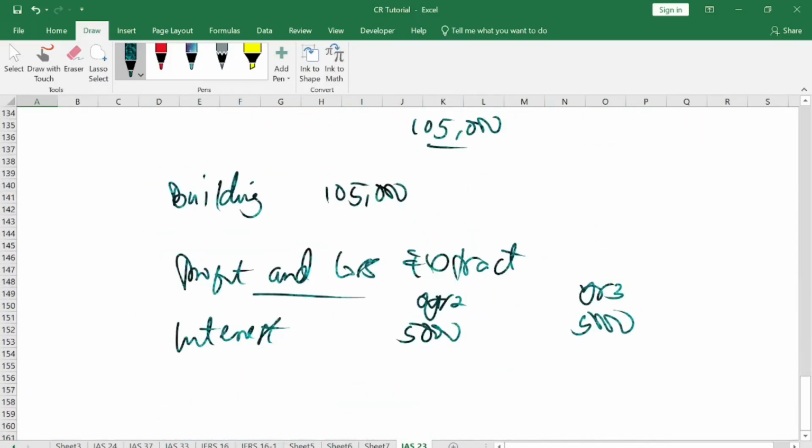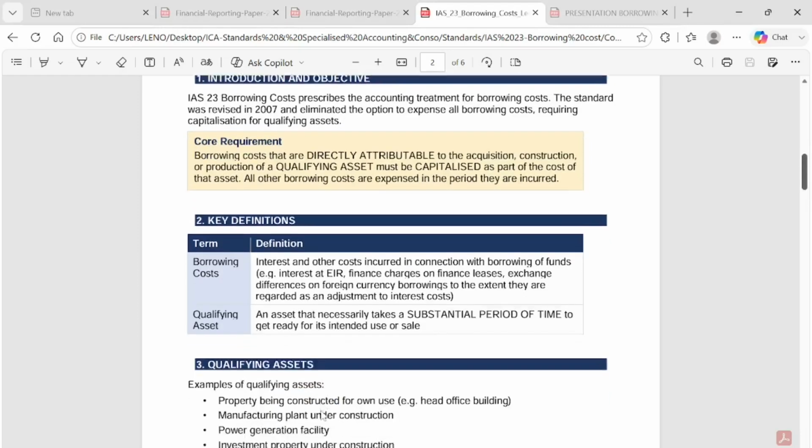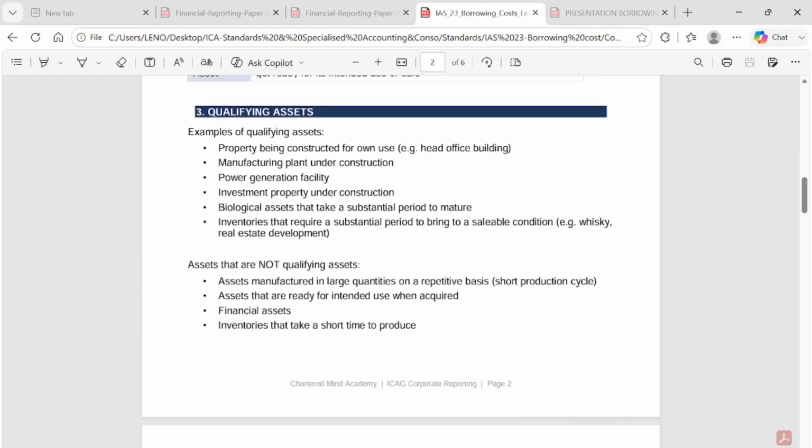All right. So let's get back. So now that we've understood the qualifying, let us look at some of the assets that qualify to be capitalized. We have property being constructed for own use. So when the company is building a property for its own use, it is a qualifying asset. Manufacturing plant under construction. You have power generation. You see, all these assets take a substantial period to build.